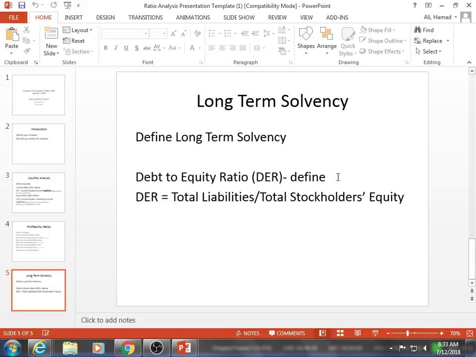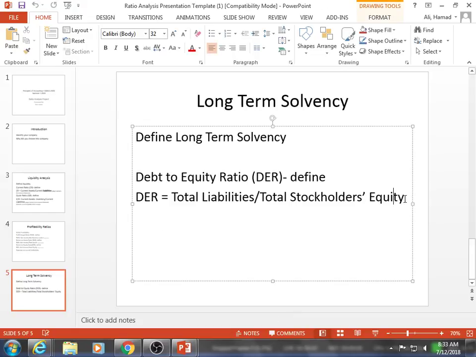Debt to equity ratio, and then, for the long-term solvency, the interest coverage ratio. So let me add this one to the slide. Add this one to the slide, guys. Add that interest coverage ratio. Yeah, we have to include this one. Okay, interest coverage ratio.